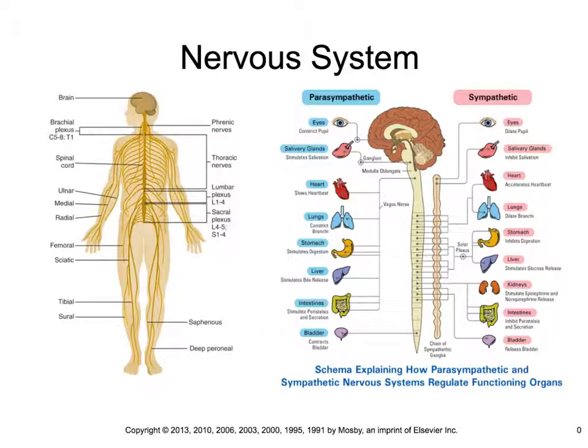The central nervous system is made up of the brain and the spinal cord, that are inside the cranial cavity. Whereas the peripheral nervous system includes all the nerve structures that lie outside the cranial cavity and the vertebral column.